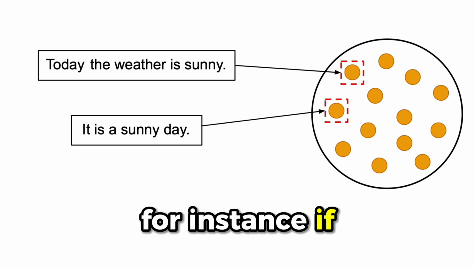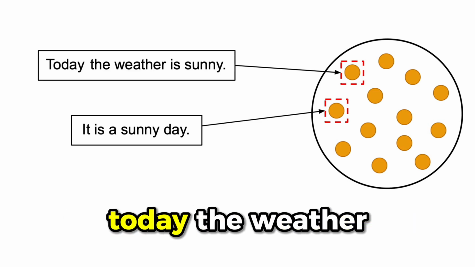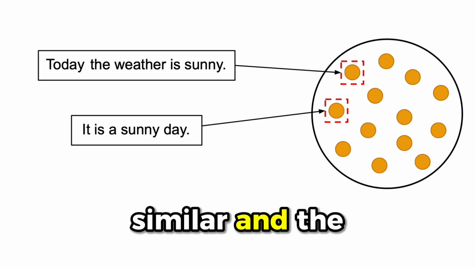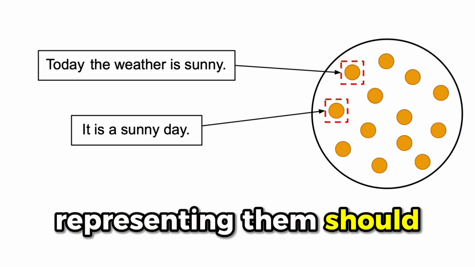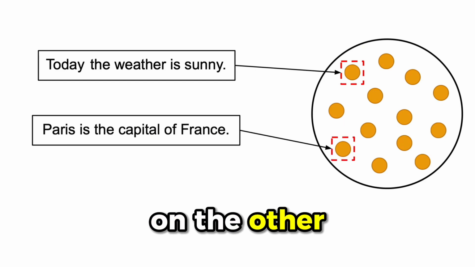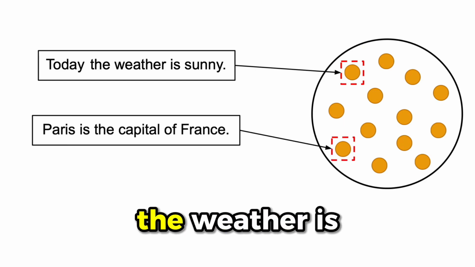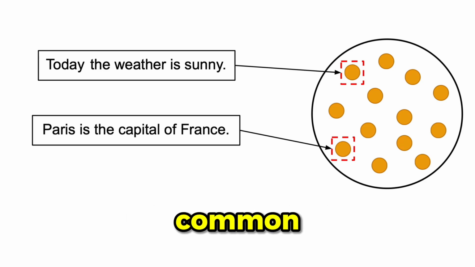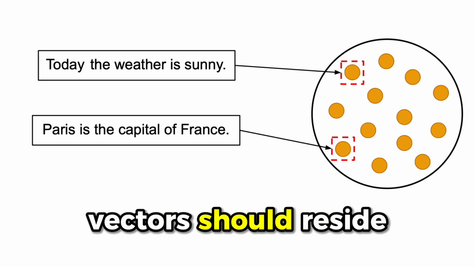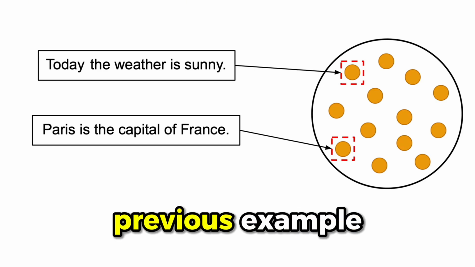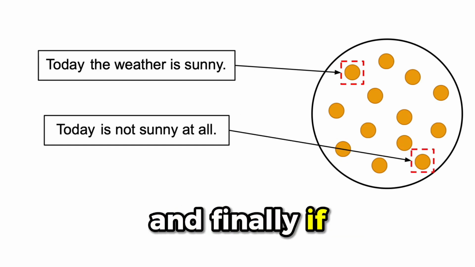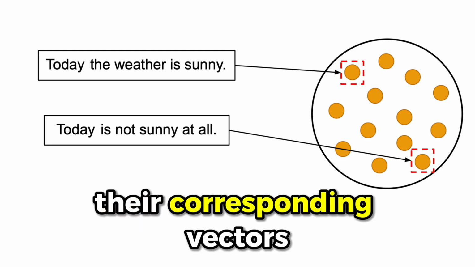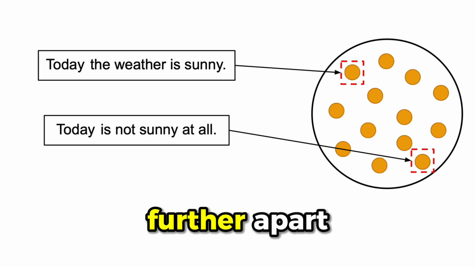For instance, if we have the following two sentences, "Today the weather is sunny" and "It's a sunny day," they are quite similar, and the two vectors representing them should be close to each other. On the other hand, those two sentences, "Today the weather is sunny" and "Paris is the capital of France," have nothing in common, so the corresponding vectors should reside further away compared to the previous example. And finally, if we have the following sentences which represent opposing facts, their corresponding vectors should be even further apart.